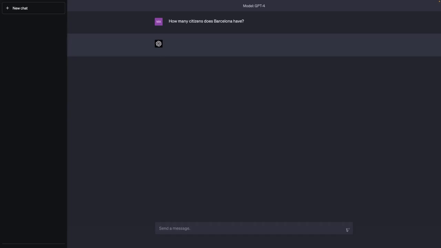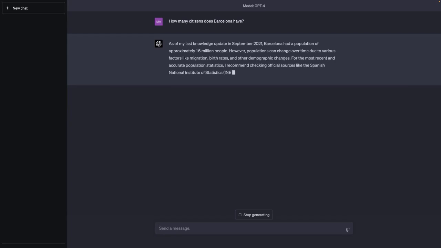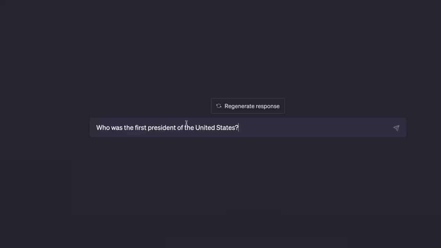This is a simple fact-based question. ChatGPT quickly explains its cutoff date, September 2021, and then returns the population count according to its sources. Same thing applies for the next question.